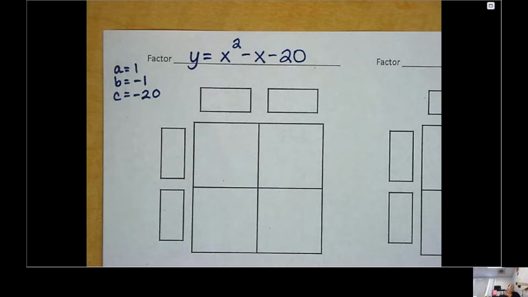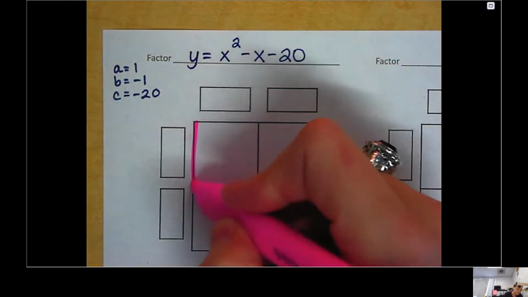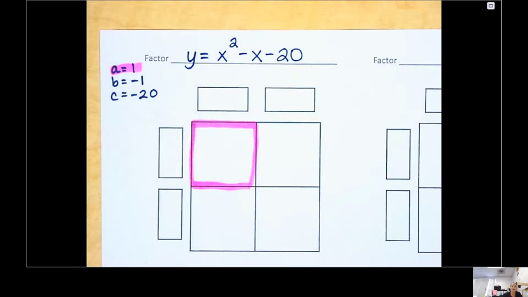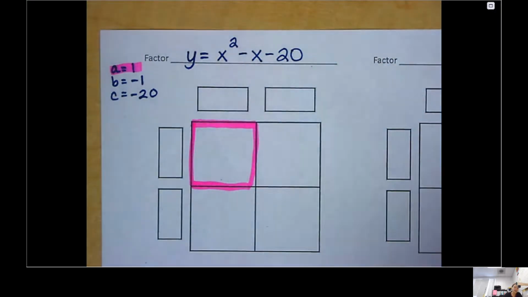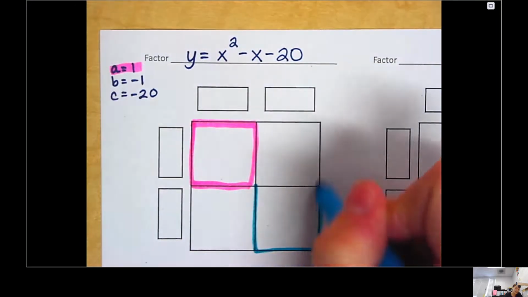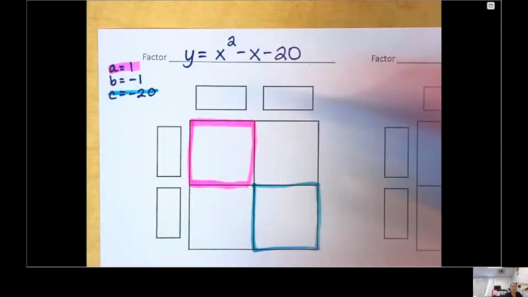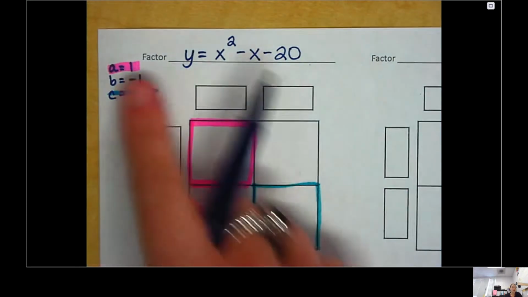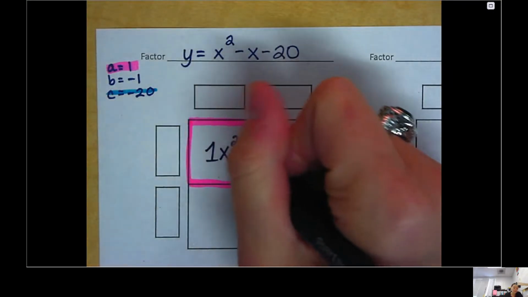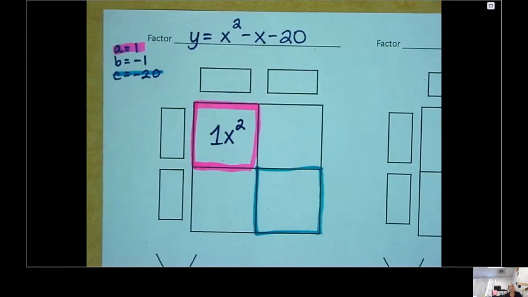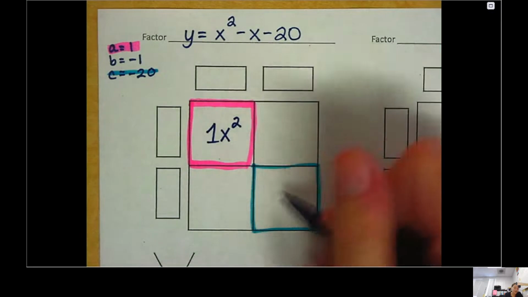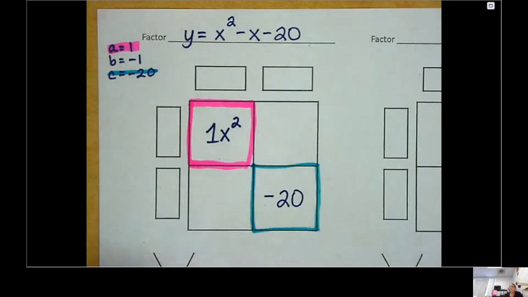Now remember, the first box on the left is your a value. The bottom box on the right is your c value. So in the first box, I'm going to put 1x squared. And in the blue box, I'm going to put what? -20. Great. All right.